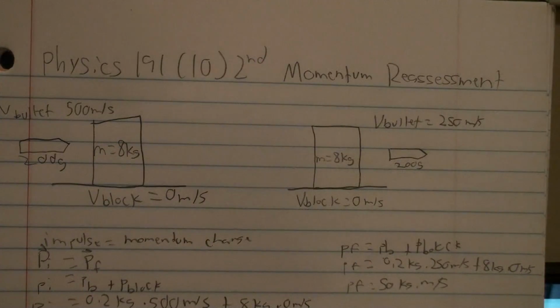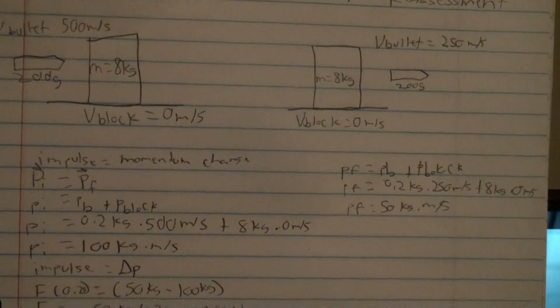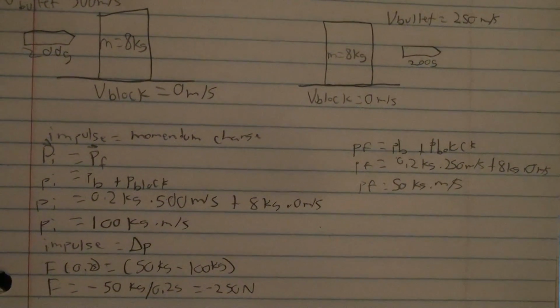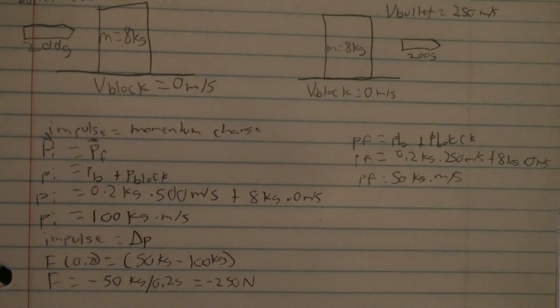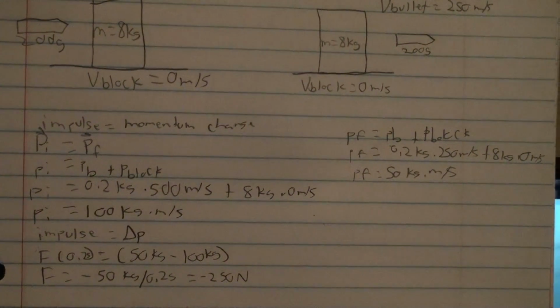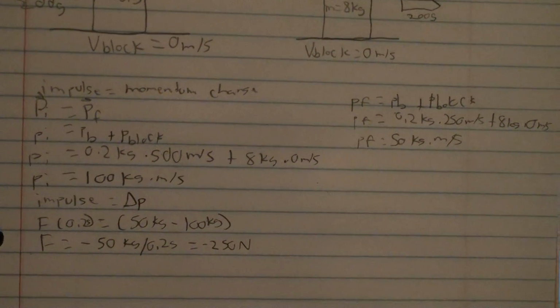Anyway, the first thing I did here was draw an illustration to show everything that's going on here. And then from there I was able to use our equation here, that the impulse is going to be equal to our momentum change here. And knowing that, I know that the initial momentum has to be equal to the final momentum. So the first thing that I did here was find the initial momentum, which was the momentum of the bullet plus the momentum of the block.